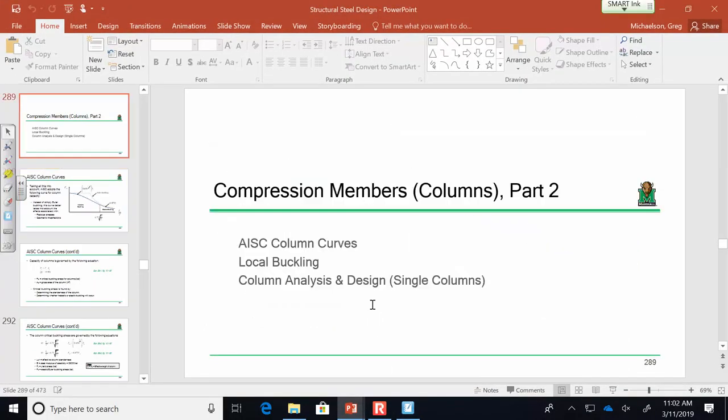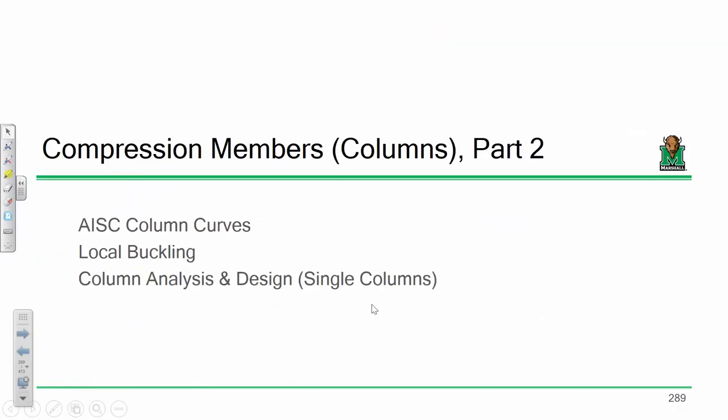Let's go back to columns. Last time, if you recall, we re-derived Euler buckling from mechanics of deformable bodies, and then we started to chip away at why Euler buckling is not good enough. There are a couple of things we can handle through effective length factors, those K factors that we discussed last time.